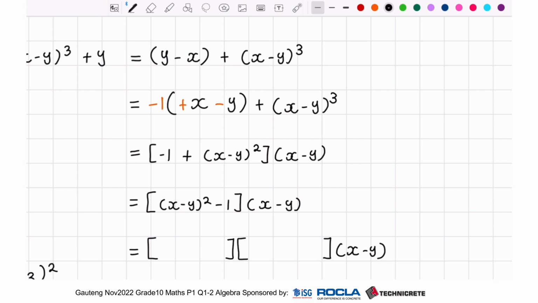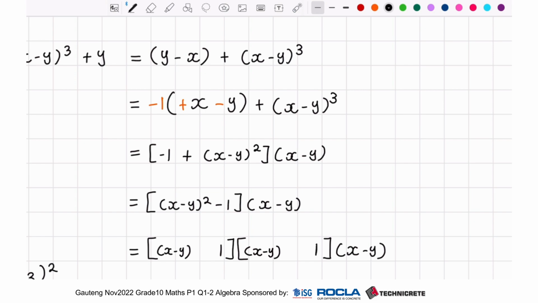Alright, then for the first term in each of my brackets, I'm going to have the square root of the first term in the original bracket, which is this. So the square root of x minus y all squared is just x minus y for both. And then for my second term in both brackets, I'm going to have the square root of the second term in the original bracket. So that's the square root of 1 for both.